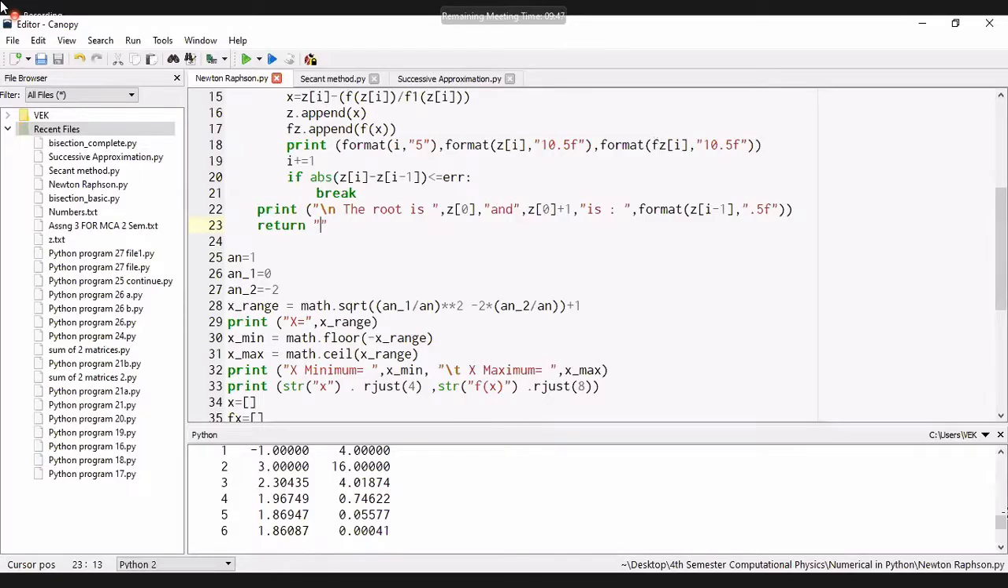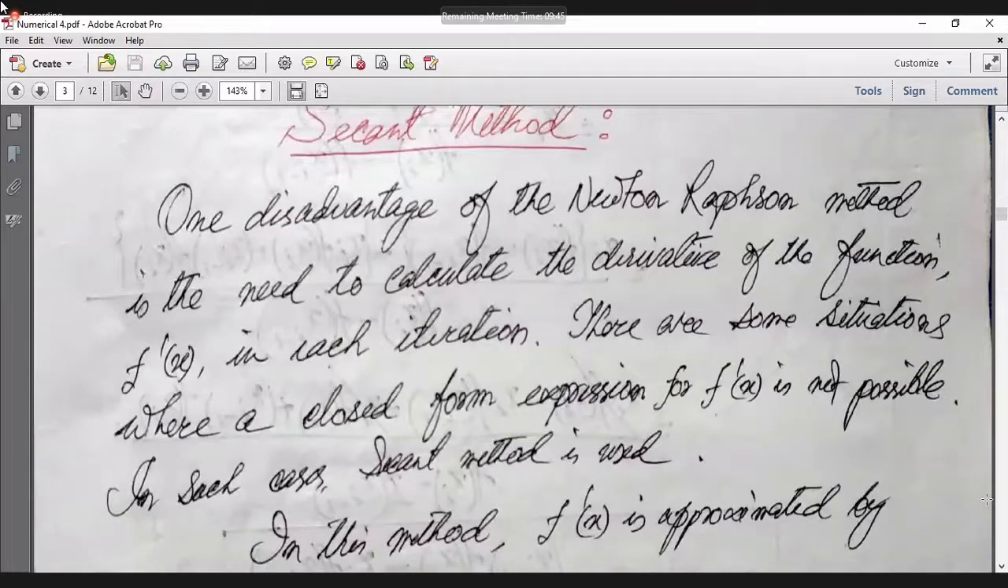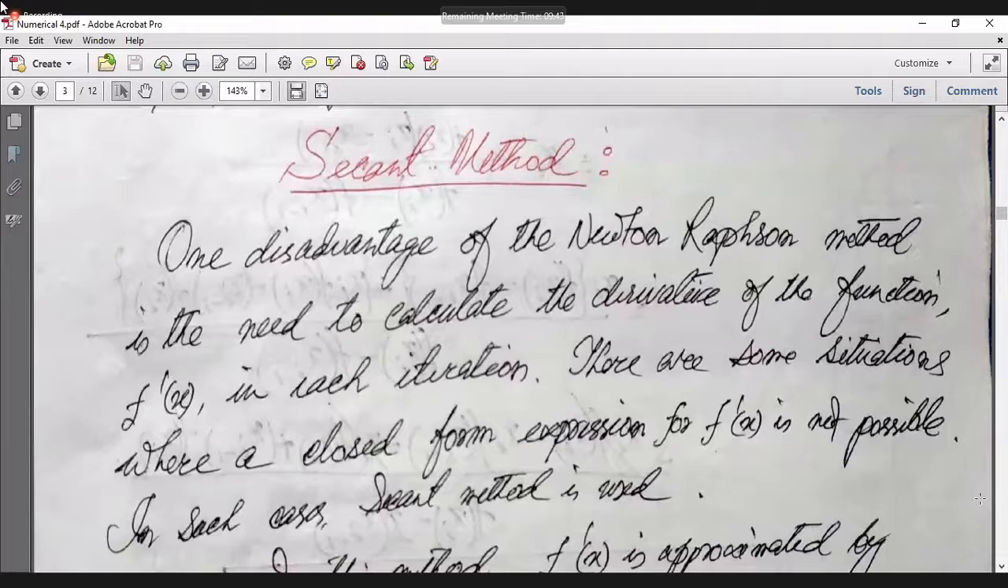Next is the secant method. So why do we need the second method? We have one disadvantage in the Newton-Raphson method. The disadvantage is that we have to find the derivative of the given function, but sometimes it may be very difficult to calculate the derivative. Suppose the function is x plus sin x, something like that. So sometimes it's very difficult to calculate the derivative of the given function. In such a case, the second method is used.